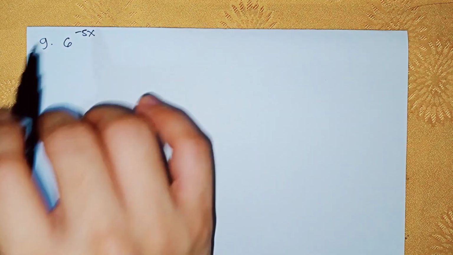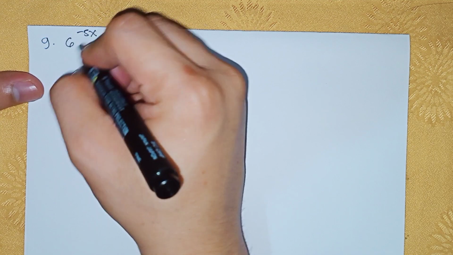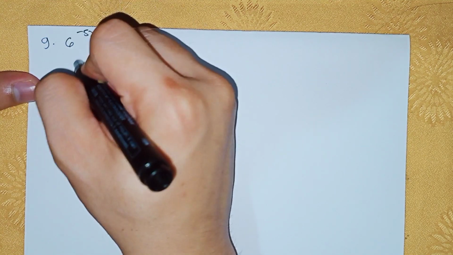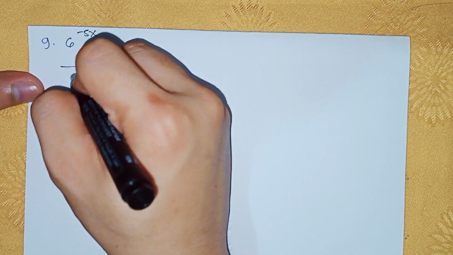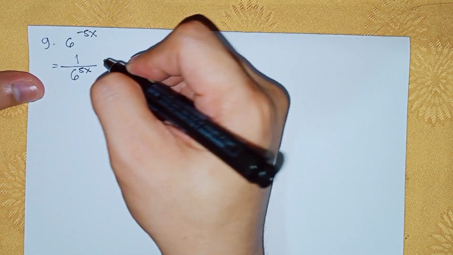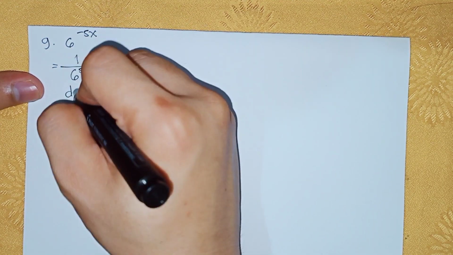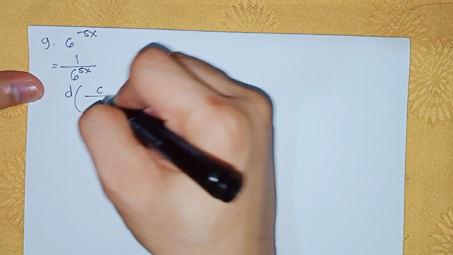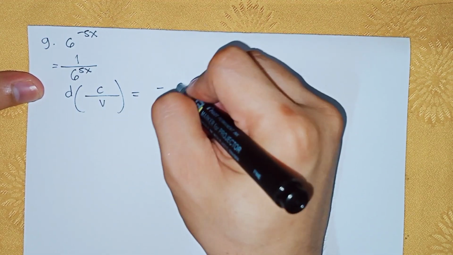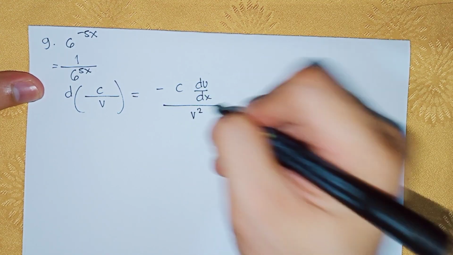Okay? So, example number 9, hanapin natin yung derivative ng 6 raised to negative 5x, no? So, pwede natin gawin dito, i-reciprocal natin. So, magiging 1 over 6 raised to 5x, diba? Equal lang ito dito, diba? So, tatandaan nyo yung derivative nito. Yung derivative ng constant over function, di ba? So, ang derivative niya, negative constant dv over dx all over v squared, di ba?